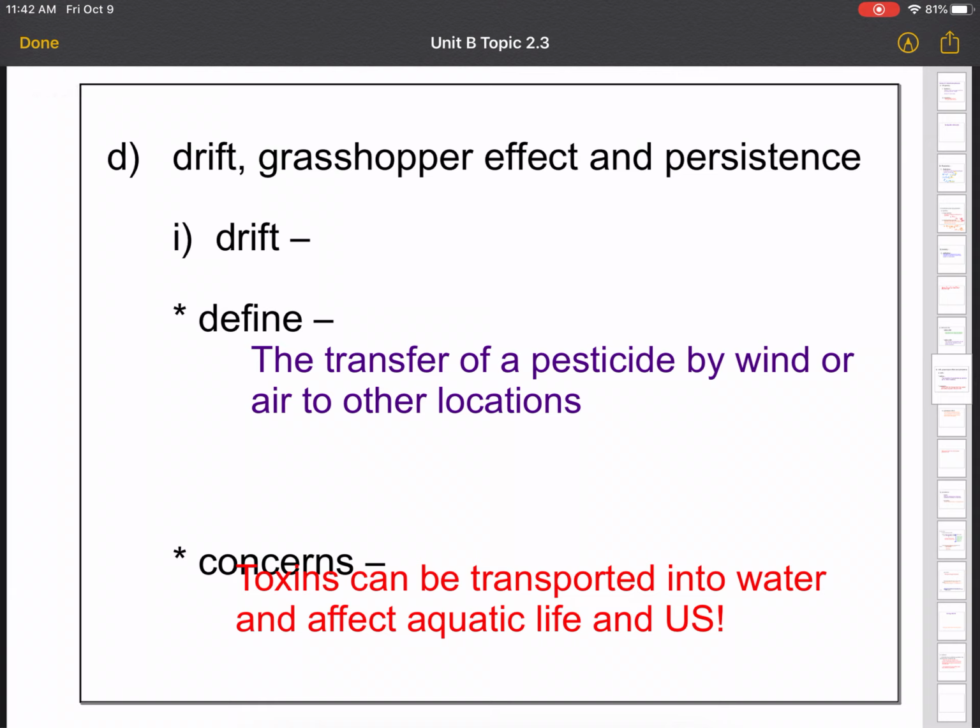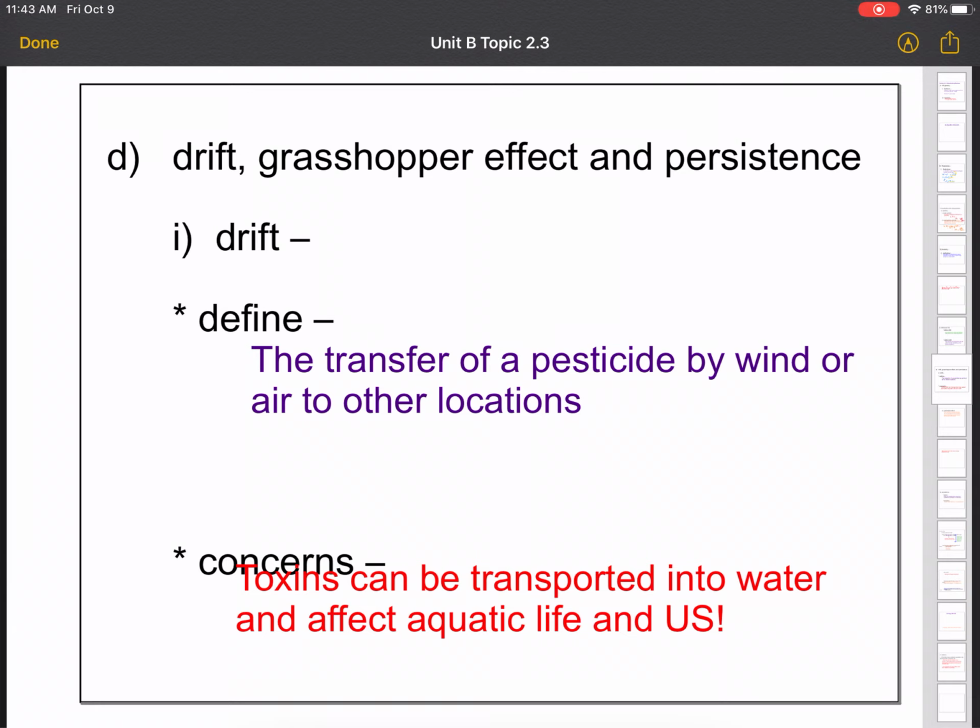The next definitions are drift, grasshopper effect, and persistence. So drift is defined as the transfer of pesticides by wind or air to other locations. So drifting through the air, a pesticide can move. It says toxins can be transported into water and affect water, aquatic life, and us. So there's many concerns about these toxins drifting from one thing to the other.